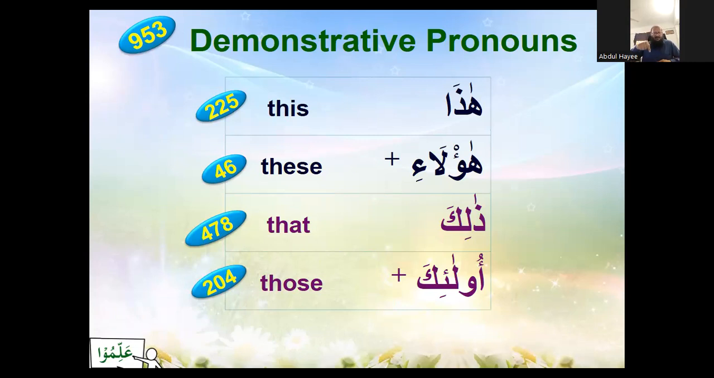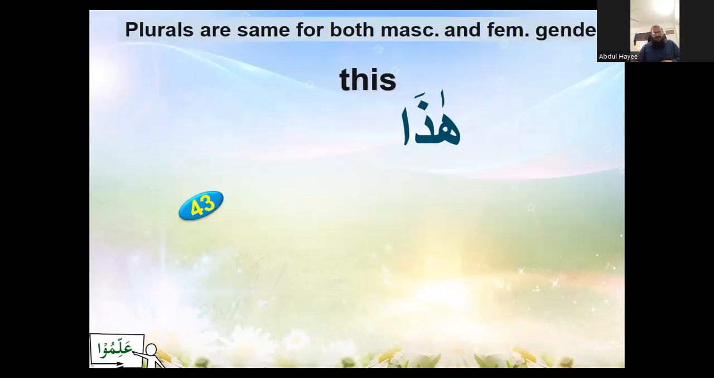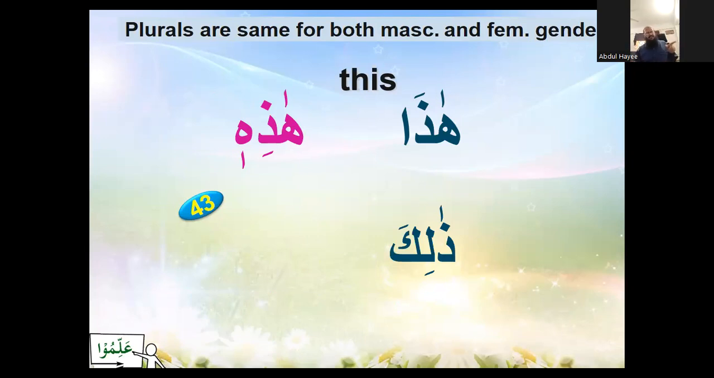Haza, haulai, zalika, ulaika. We saw it like this: haza, and for the feminine, hazihi. And we saw zalika, for the feminine we say tilka.